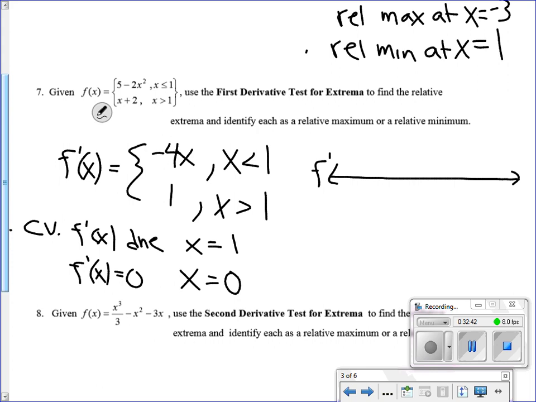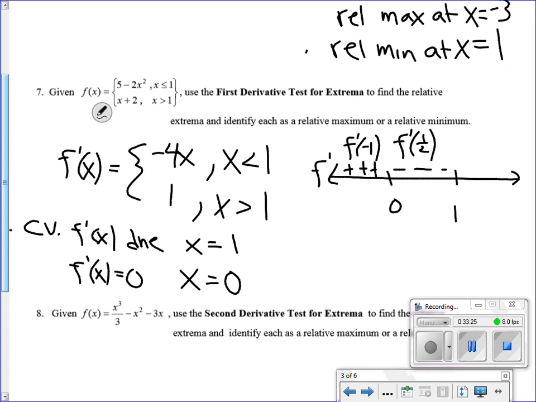You need to get the critical values. So you mark it off, 0, 1. If I take a number less than 0, such as negative 1, and I plug it into the first derivative, I'll have to plug it into the first branch. My derivative would be negative 4 times negative 1. That's positive. Now I'm going to take a value between 0 and 1, such as a half, and plug that into the first derivative. Again, I'm plugging that into the first branch because that's less than 1. Negative 4 times 1 half, that's negative 2. That's negative.